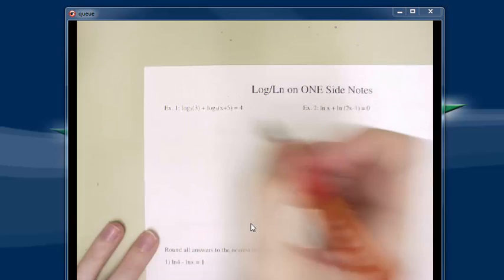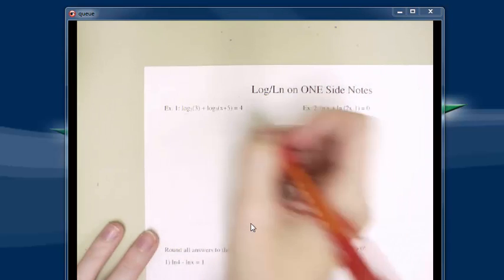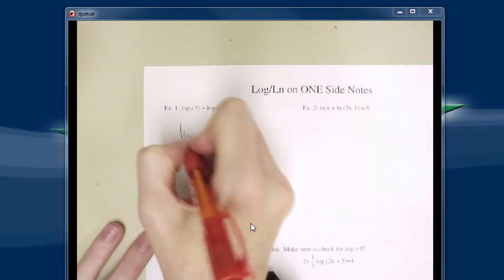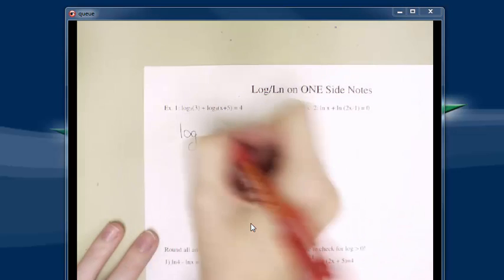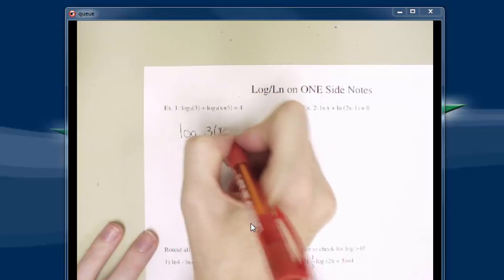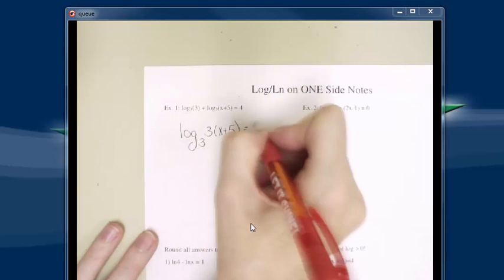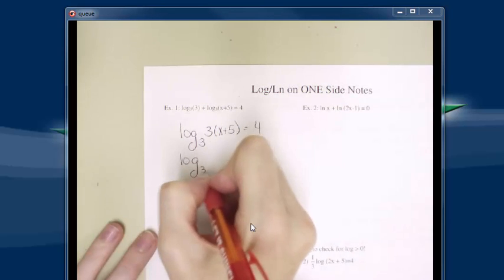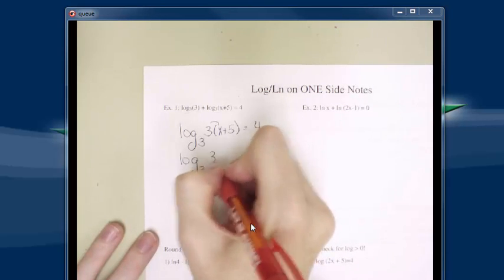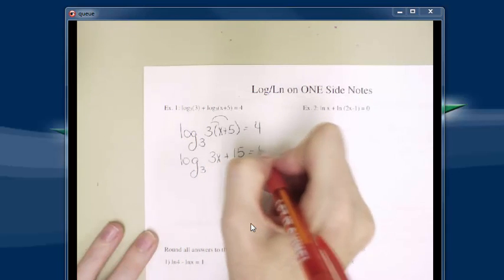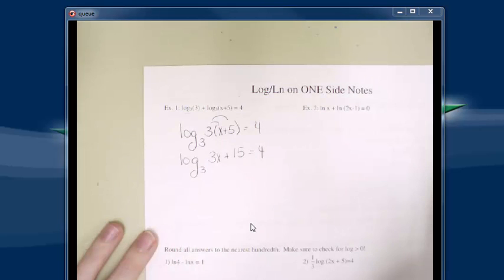Okay, here we are. Log base 3, log base 3. They are the same base, so we can push them together. They're addition of 2 separate logs, so we will say multiplication. I'll go ahead and simplify that. Distribute: 3x plus 15 equals 4.